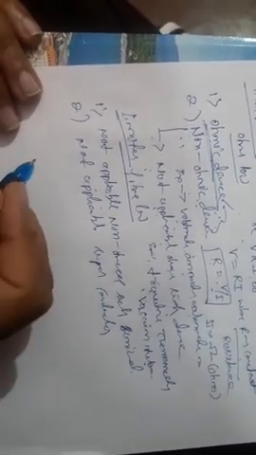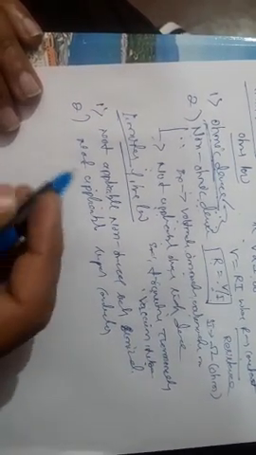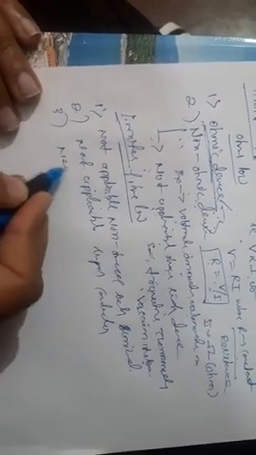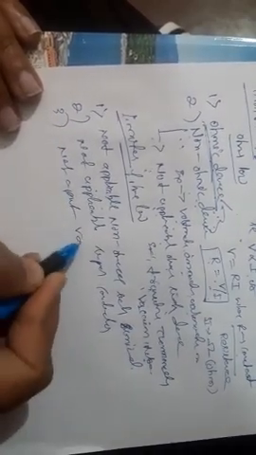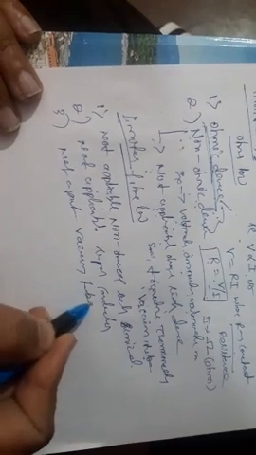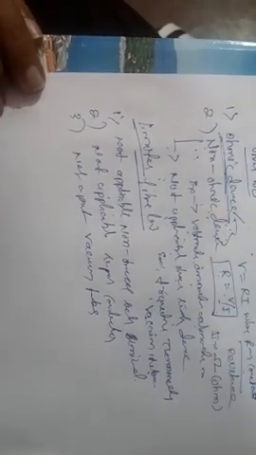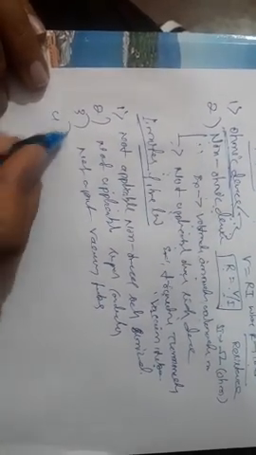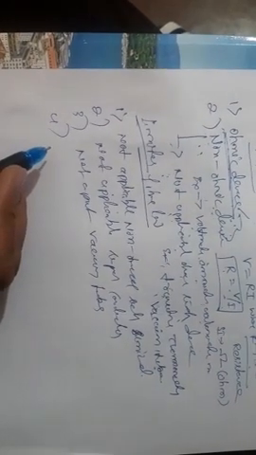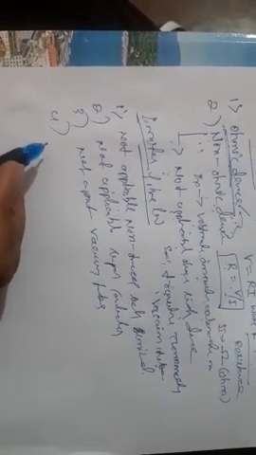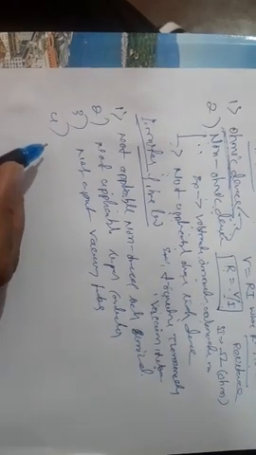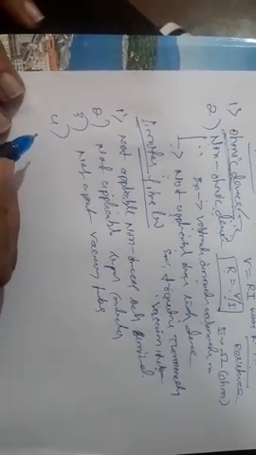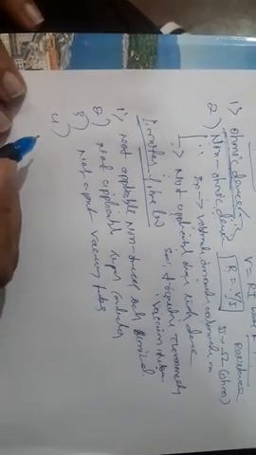Superconductors. That is the one point. And the third point is, it is not applicable for vacuum tubes. That is the third limitation. And the fourth limitation is, it is not applicable for metallic conductors at very high temperature and very low temperatures.